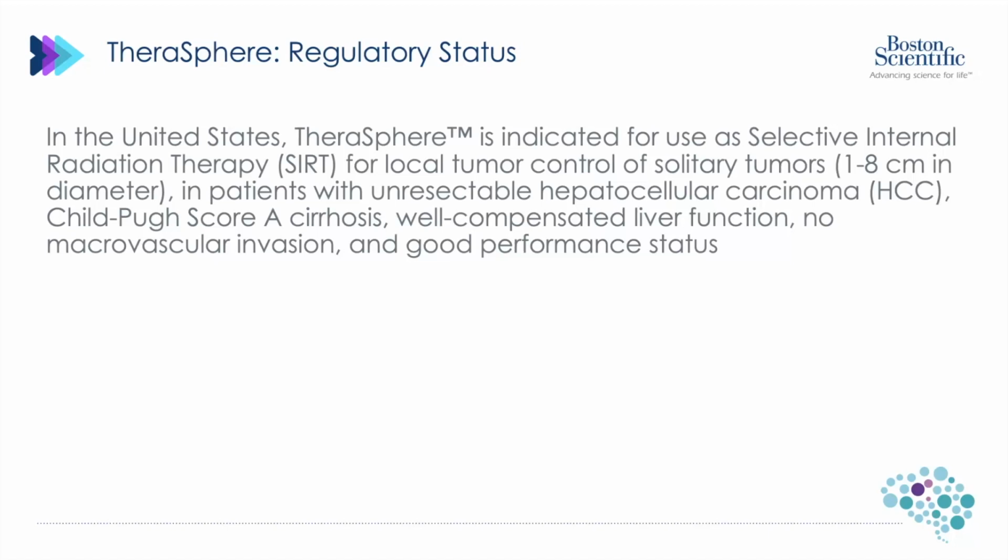So in the United States, TheraSphere is indicated now only for the use of selective internal radiation therapy for 1 to 8 centimeter tumors in patients with unresectable hepatocellular carcinoma, or HCC. The patient, of course, has to have some liver function and a good performance status, meaning the patient has to be able to tolerate the procedure. So it's important to note that in the United States, this procedure is FDA approved only for hepatocellular carcinoma.